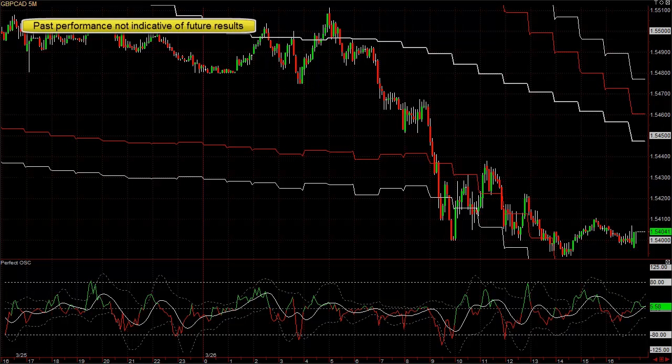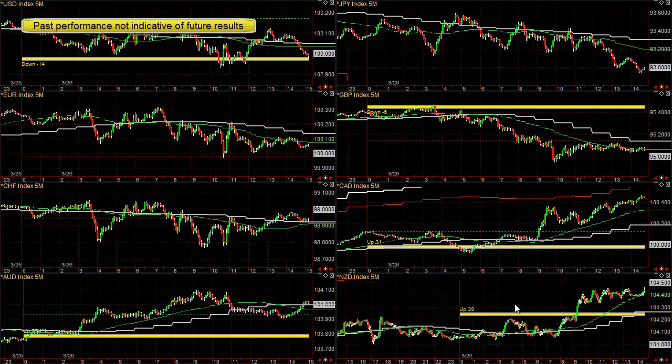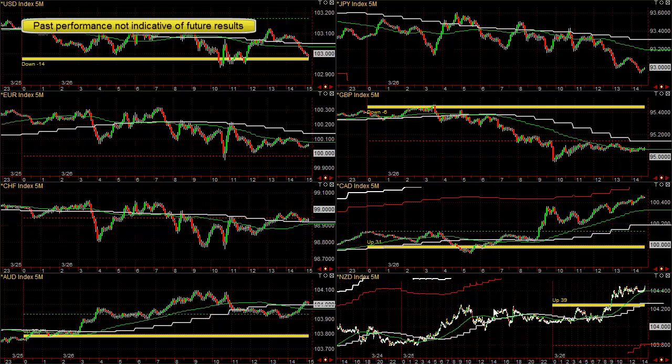Let's go over one last anticipatory trade. Let's look at the New Zealand, because this one went up the most yesterday. And then obviously later in the day, last night, it must have just consolidated up there near the high.